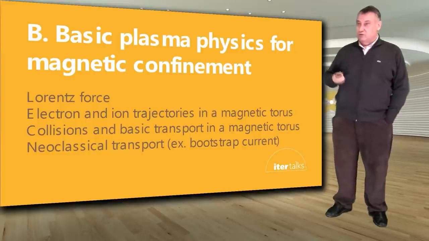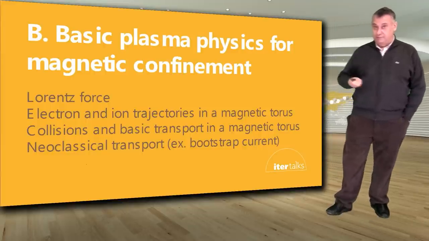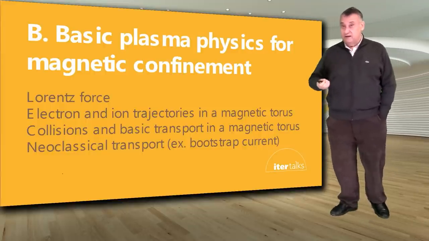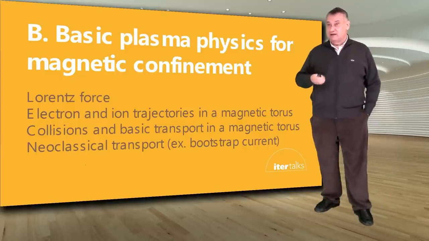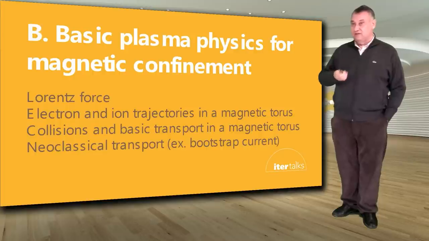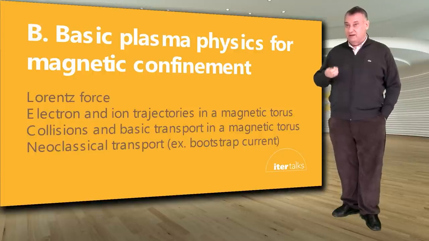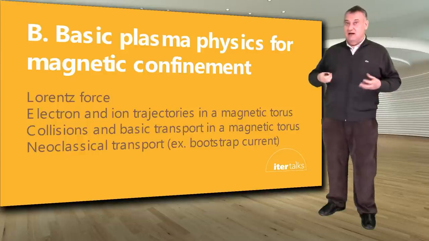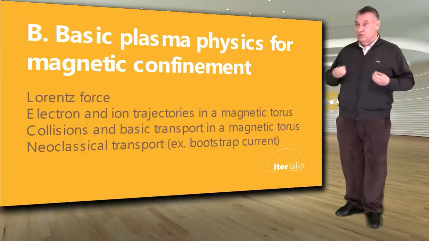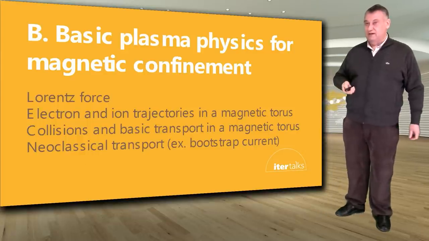So now that we have gone through the basic conditions we have to achieve to get fusion power to be effective, I will describe the basic physics of these plasmas for magnetic confinement. This is quite important because these plasmas are very hot, are dense, and they have to keep the energy. And how do we do that? For this, we use magnetic fields.